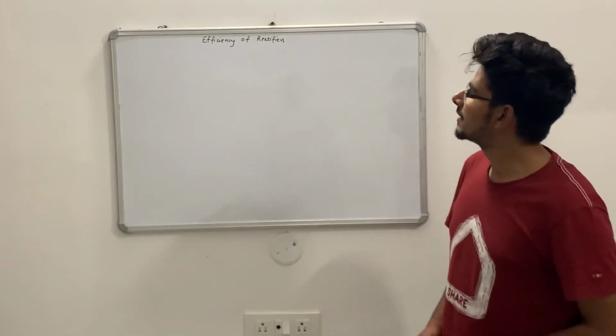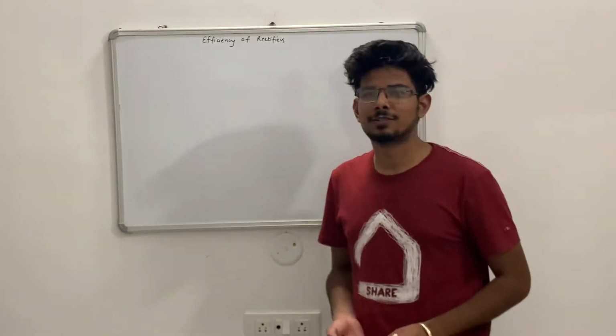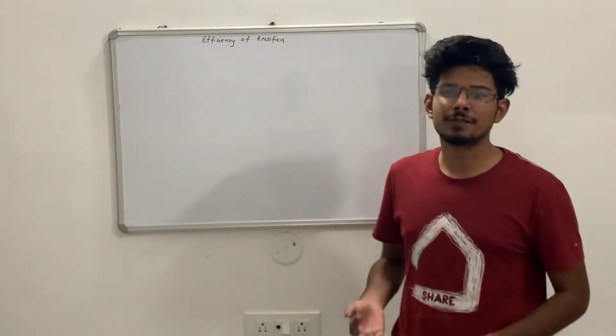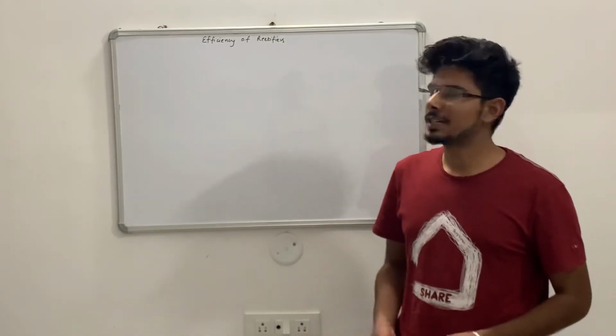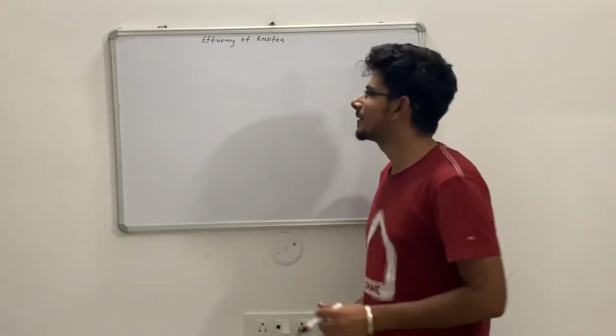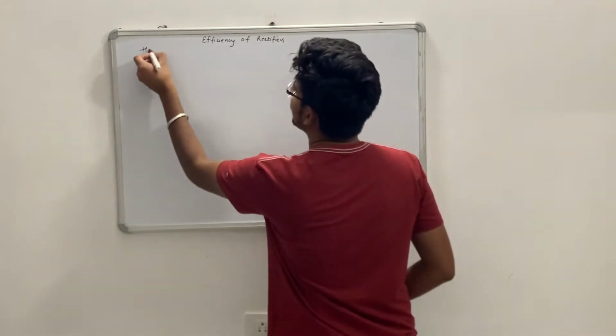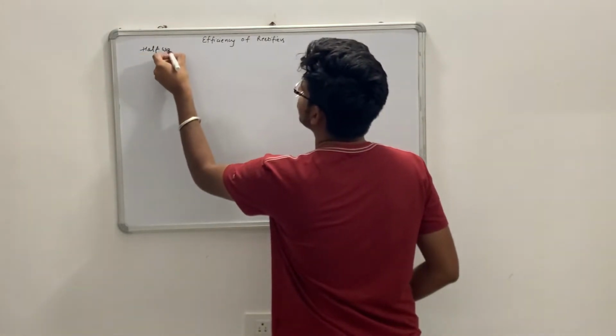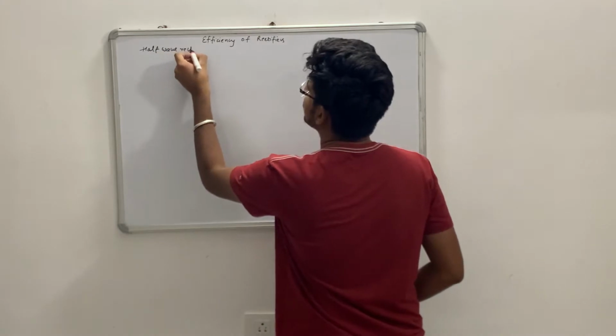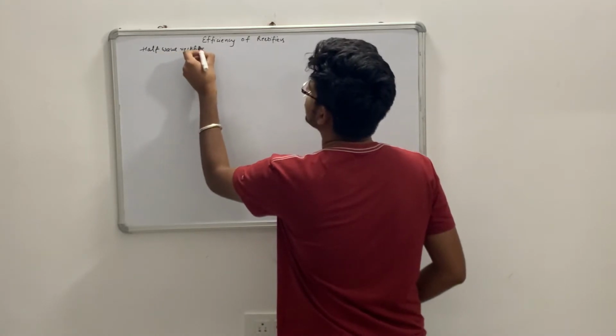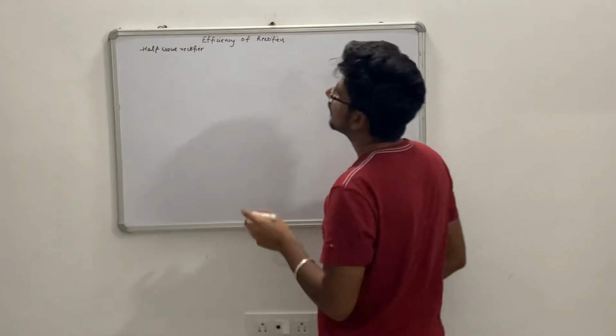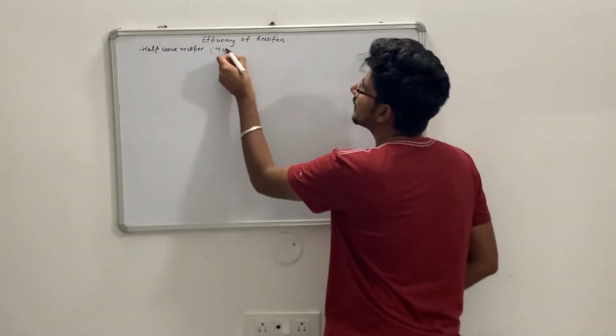So now we will discuss efficiency of rectifiers. There are two types of rectifiers, half wave rectifier and full wave rectifier. Firstly I will discuss efficiency of half wave rectifier. The efficiency of half wave rectifier is 40.6%.